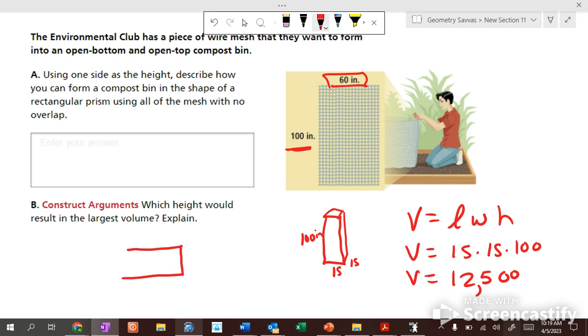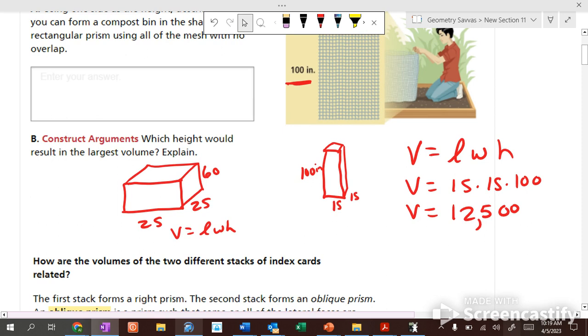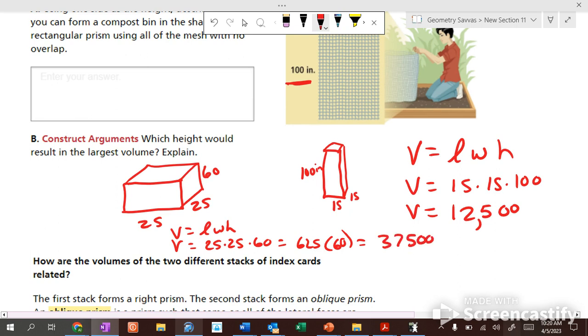Would it still be the same? Because it'd be 25. So then now the height is 60, right? Turn, and each side of this would be 25. So the volume equals length times width times height, which is 25 times 25 times 60, which is 625 times 60, which is 37,500. Are the volumes the same? No, the volume of this one is a lot bigger.